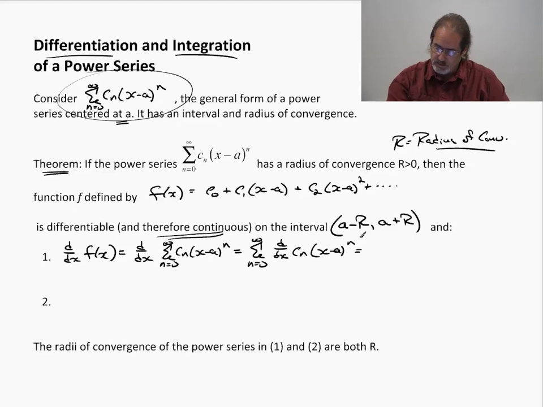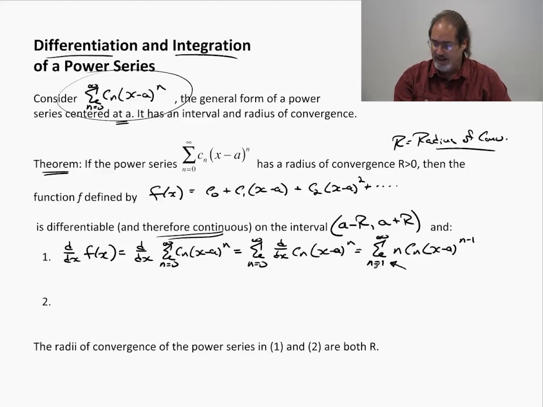Well, that's going to be equal to the sum, n equals 1 to infinity, of n times Cn times x minus a to the n minus 1. Now notice I started now at 1 rather than 0. If we left it at 0, when n equals 0, I'll have 0 times all of that, so it's just 0. So the 0th term, the very first term, when I sum it up from n equals 0 to infinity, is equal to 0, so it just drops out anyway. That's why I start the index at 1.